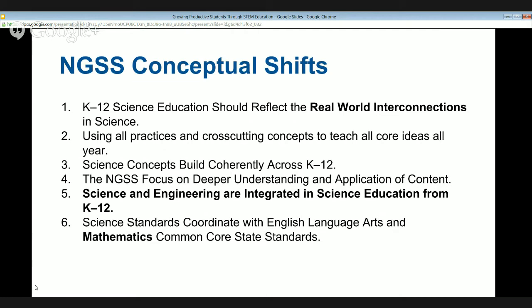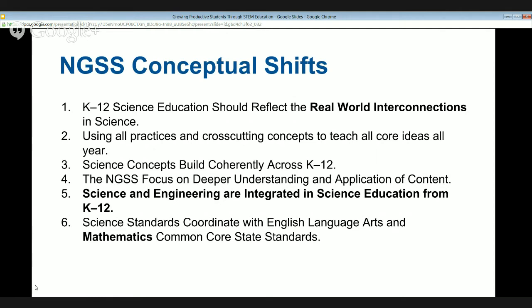One of the major shifts that you will see with NGSS is that science and engineering are integrated in science education from kindergarten all the way to 12th grade. The types of things that the kids are asked to do definitely vary in complexity, but we want our kids to come out of school not only being able to give us knowledge and show us what they've learned as far as facts, but also being able to apply that knowledge in problem solving. And engineering really does lend itself well to showing that.